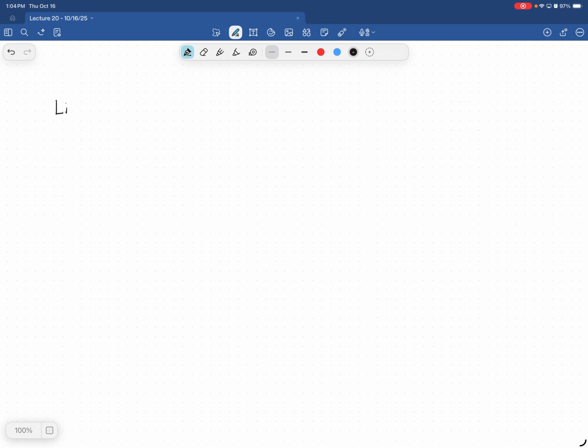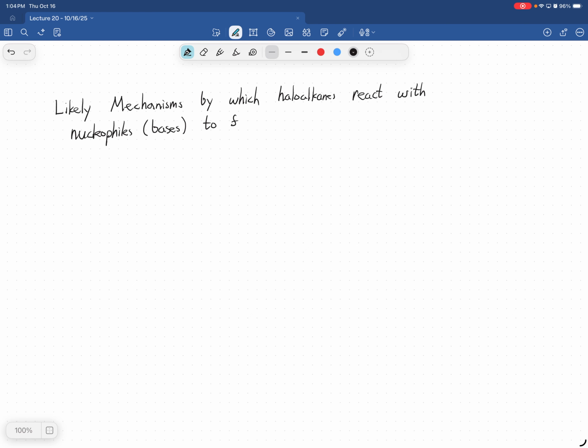The title of this is: mechanisms by which haloalkanes react with nucleophiles and bases to form major organic products.